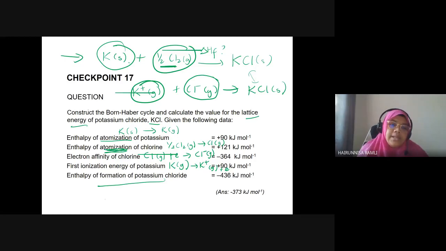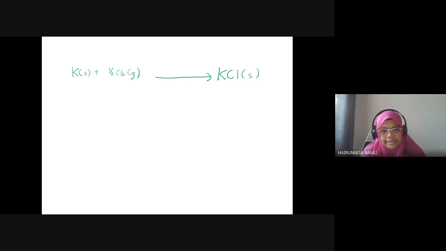Okay, so bila dia suruh you construct the Born-Haber cycle, apa yang you perlu buat adalah, saya biarkan page kosong ni untuk saya tunjuklah. Okay, you tengok eh, one by one, step by step, sebab kebanyakan jawapan semua dah ada. So kita buat sama-sama kat sini. Apa dia tadi? KCl. You have KCl here, solid tadi. You buat main dulu. Main dia tadi from K solid plus half Cl2 gas. Balance kan? So this is enthalpy formation.